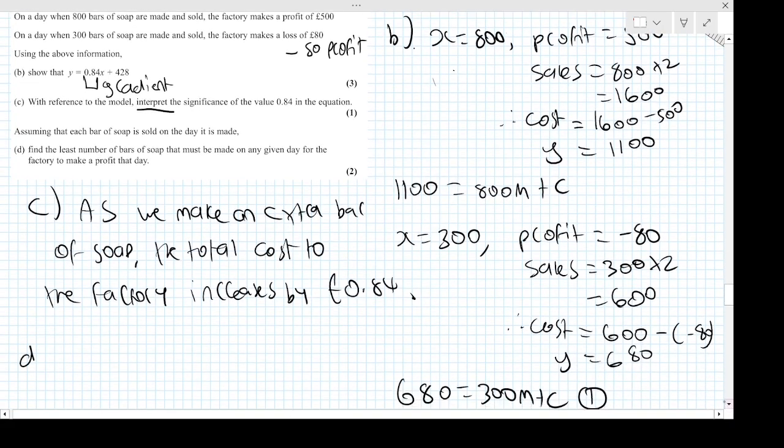But yeah, cool. Part D then, it says, assuming that each bar of soap is sold on the day it's made, find the least number of bars of soap that must be made on any given day for a factory to make a profit. Okay, so it's talking about for the factory to make a profit that day, so it's alluding to that idea of profit, sales, cost again. So to make a profit that day, remember we can have negative profit.